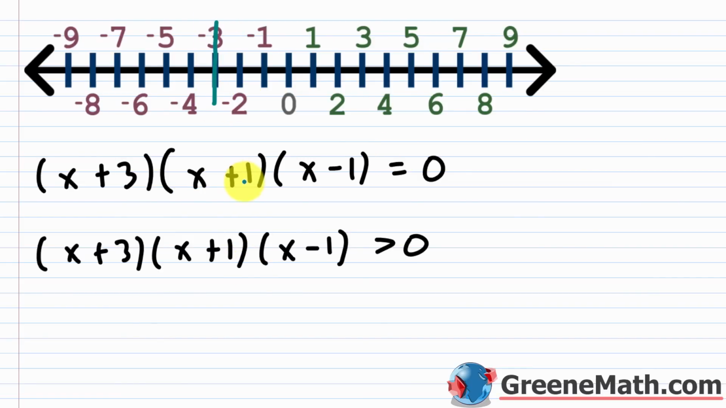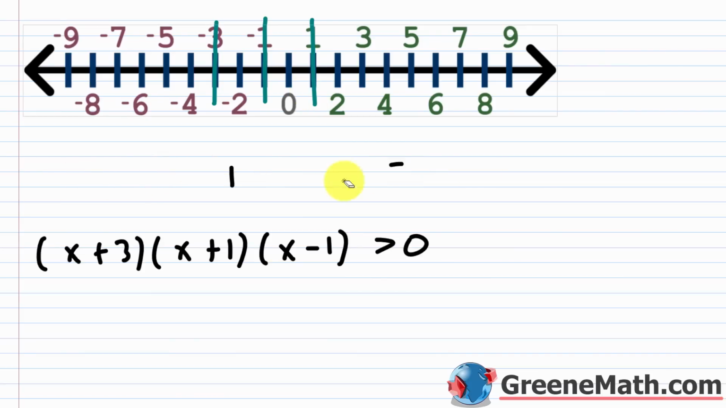You get x + 1, you set that equal to 0. You solve that, you get x = -1. That guy right there. Then you put x - 1, set that equal to 0. You get x = 1, so that guy right there. We already know, because we looked at the graph, that the solution is going to be this guy right here and then this guy right here.